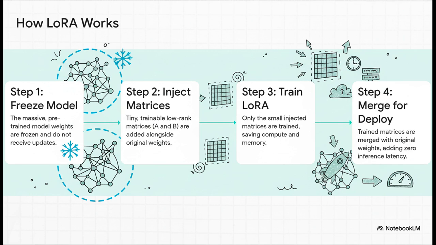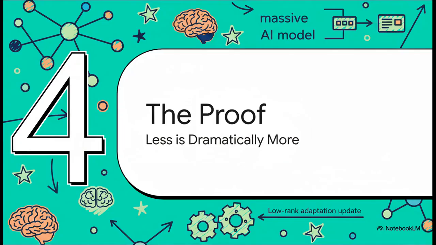For step four, when you're ready to show it off, you can mathematically merge your drawing from the plastic sheet right into the painting's data. You get a new final image with zero extra layers and absolutely zero extra delay. It's a really beautiful idea, right? But does it actually work in the real world? Well, the data tells the story. And honestly, the results are kind of mind-blowing.